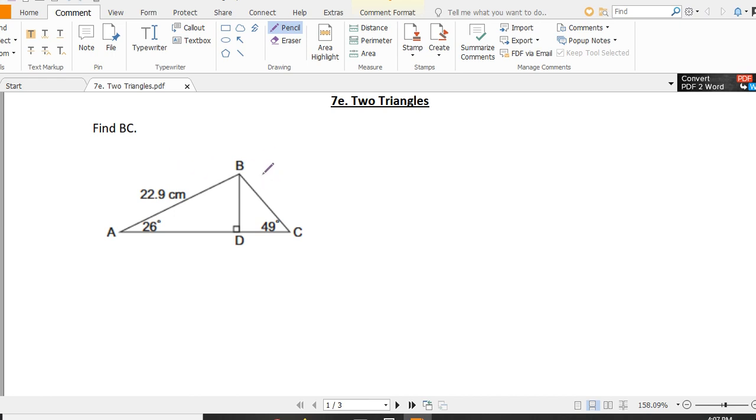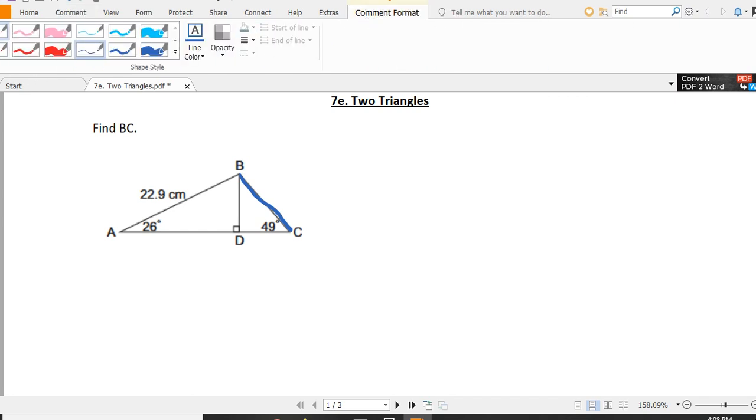So in this case, our job is to find BC. Okay, so we're thinking, if I could use SOHCAHTOA, I could find BC pretty easily, right? Because I have an angle, but I don't have an opposite side, an adjacent side, or a hypotenuse. So what am I going to do then? Well, I could take a look at my other triangle and see if it will help me. I notice that both triangles share BD.